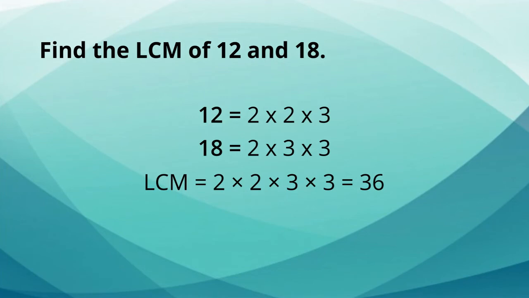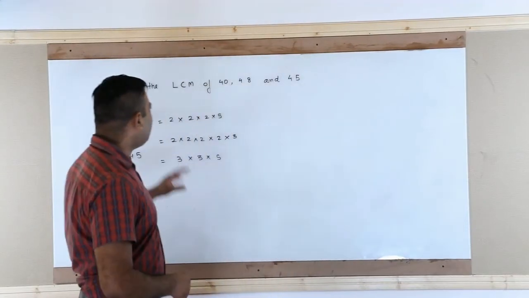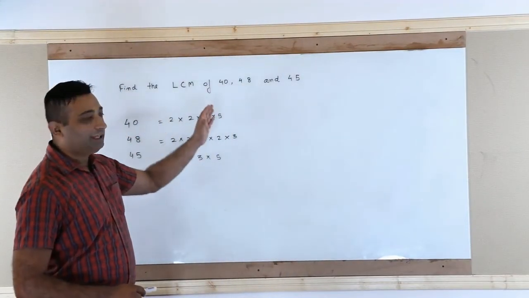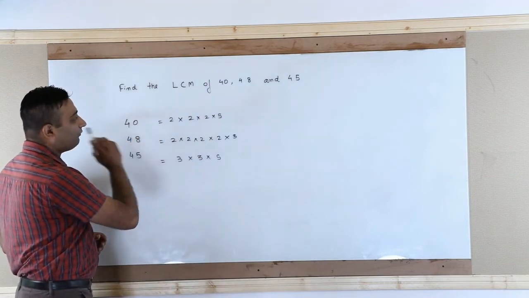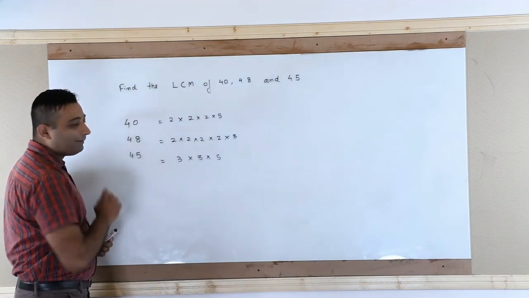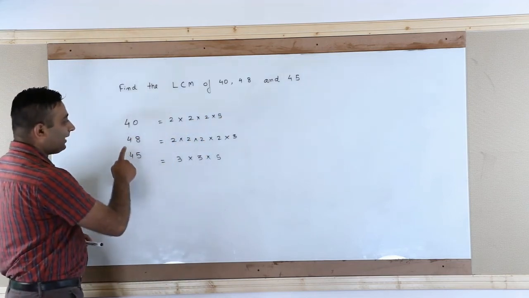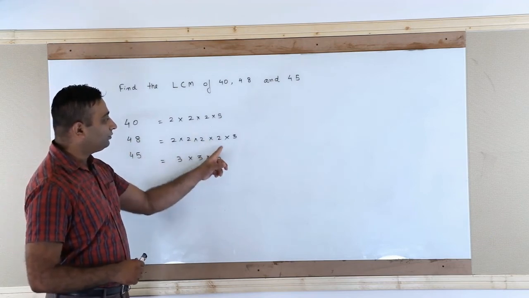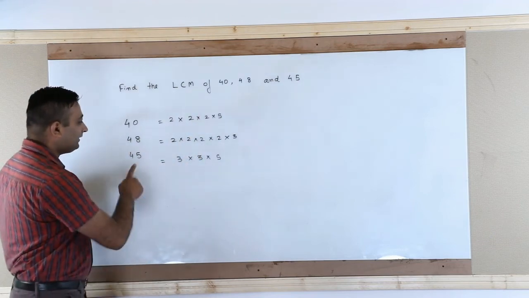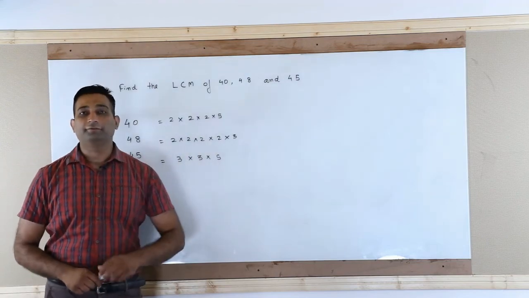to 36. Dear students, now let us find the LCM of 40, 48 and 45. The prime factorization of 40 is 2 multiplied by 2 multiplied by 2 and multiplied by 5. The prime factorization of 48 is 2 into 2 into 2 into 2 into 3. And the prime factorization of 45 is 3 into 3 into 5.